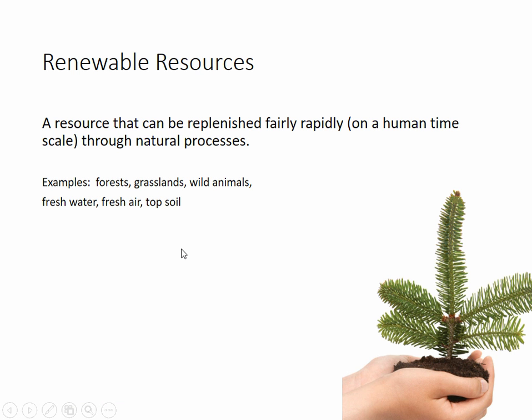Renewable resources. A renewable resource is anything that can be replenished fairly rapidly. Rapidly as in within minutes, within days, or within years. A replenishment or regeneration time that is useful to humans, that is useful to the human timescale. Examples include forests, grasslands, wild animals, fresh water, fresh air, and topsoil.